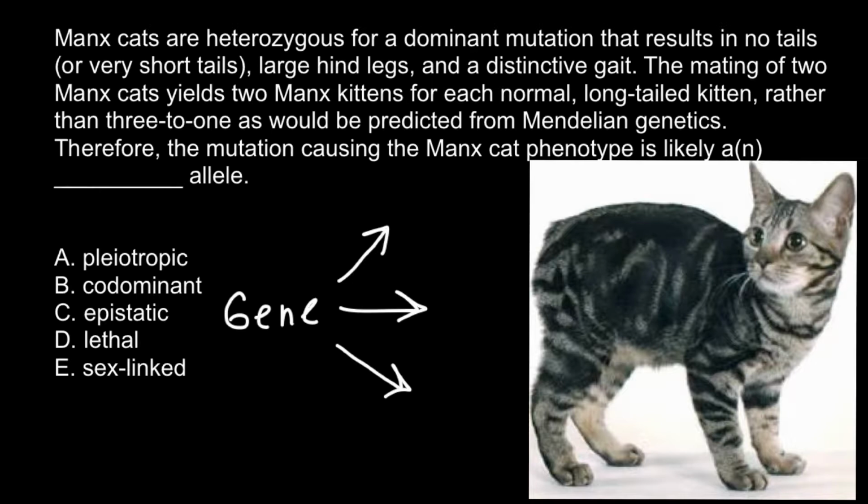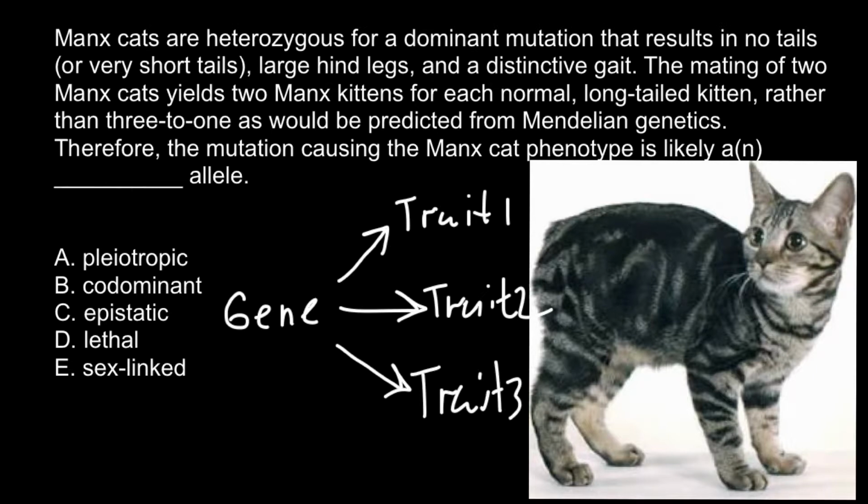For example, a mutation in one gene would change trait 1, trait number 2, and trait number 3, and so on. There are many diseases that are caused by a dominant allele and that change many traits. An example would be dwarfism. One allele would be enough for the child to be born a dwarf. And of course, it's not just a short stature, it means a change of many traits.